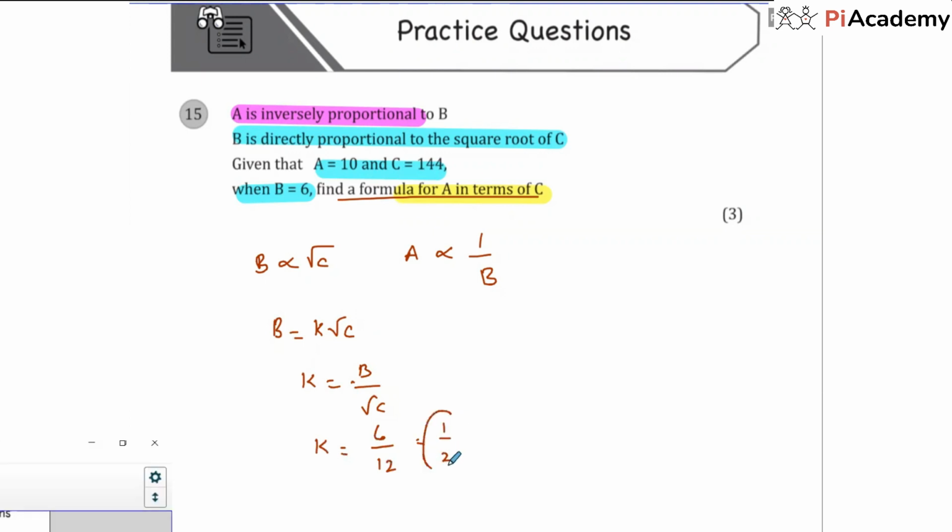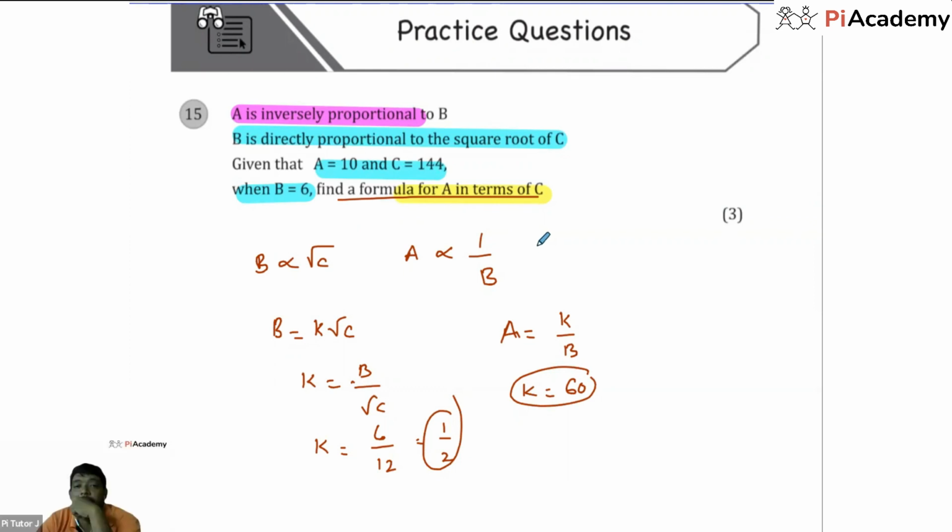Okay. A is inversely proportional to B, so A equals K over B. So K equals A times B, so 10 times 6 will be 60. So K is 60. Okay. And then, because we got B equals half root C, for our other equation we got A equals 60 over B.